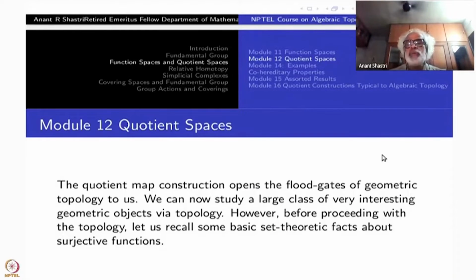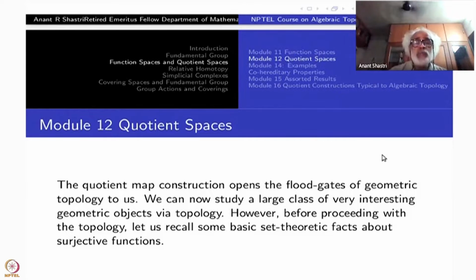So module 12, quotient spaces. The idea of a quotient map and the construction open the floodgates of geometric topology to us. We can now study a large class of very interesting geometric objects via topology.